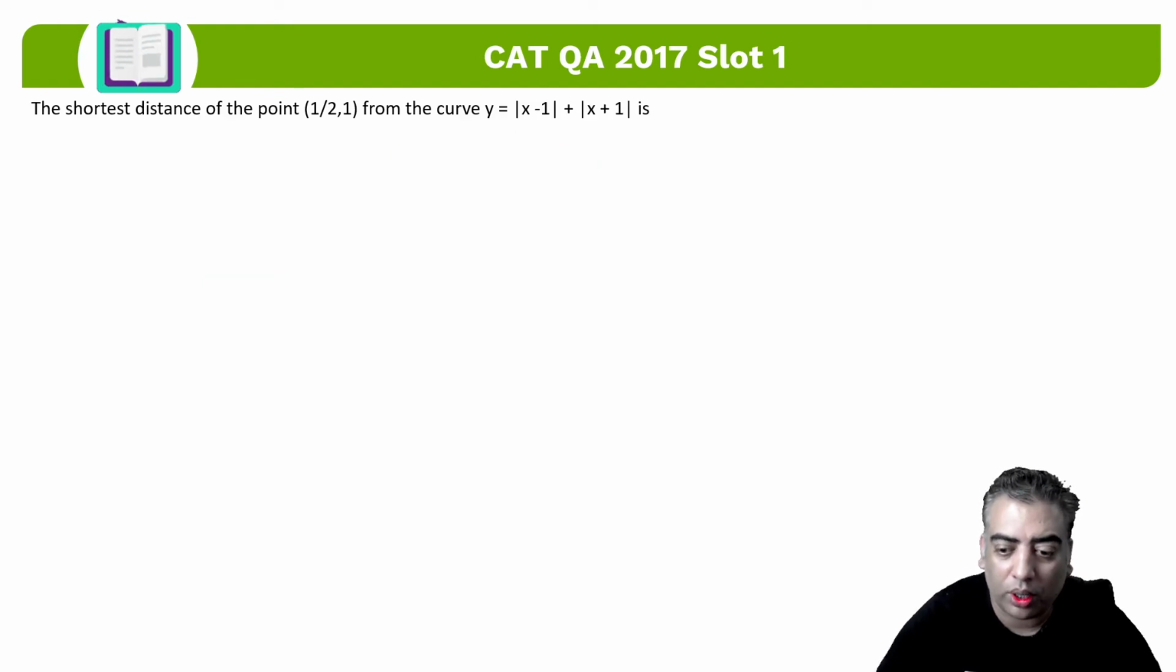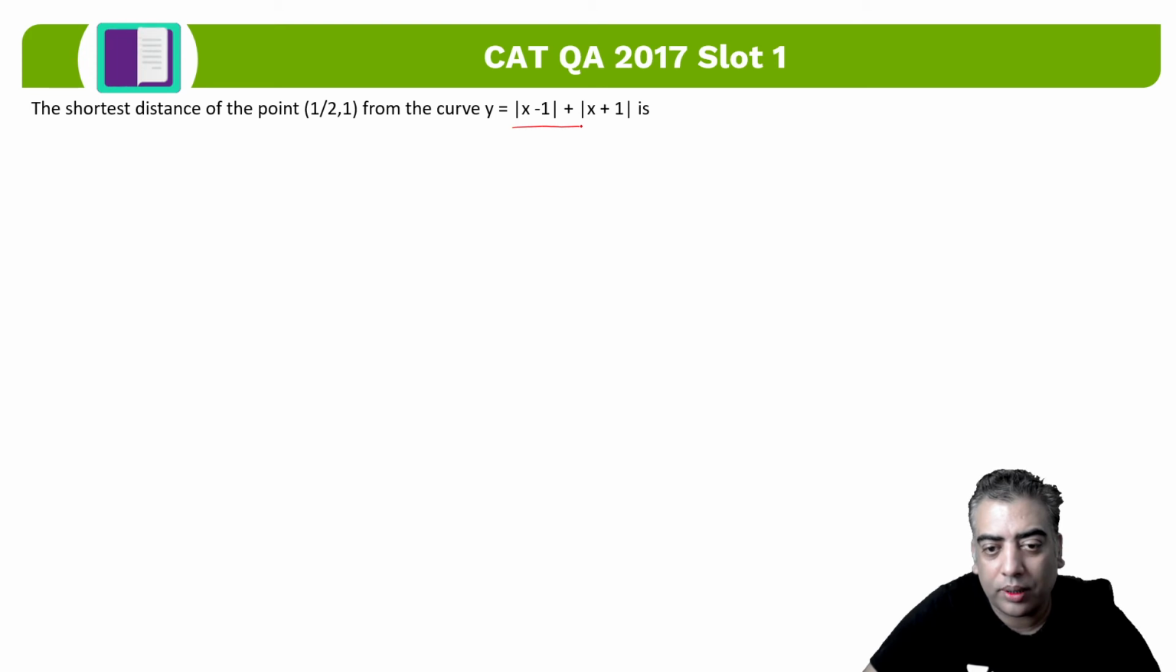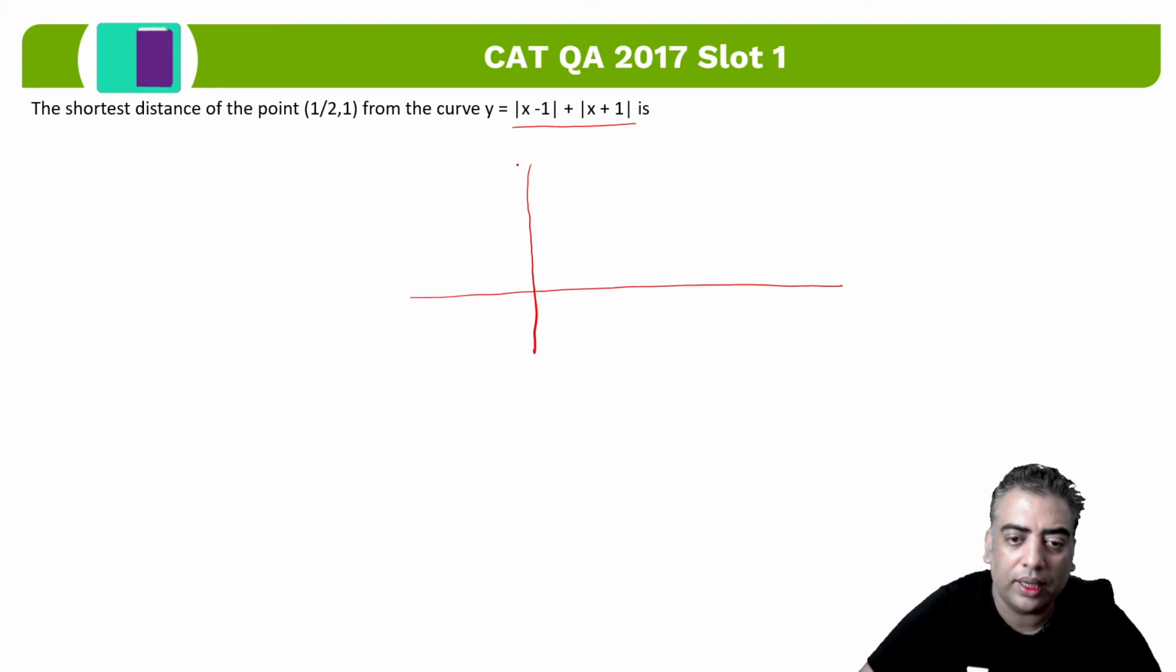Here he says the shortest distance between the point (1/2, 1) from the curve |x minus 1| plus |x plus 1| is. So it's a very easy question again. You just need to plot the graph of |x minus 1| plus |x plus 1|.